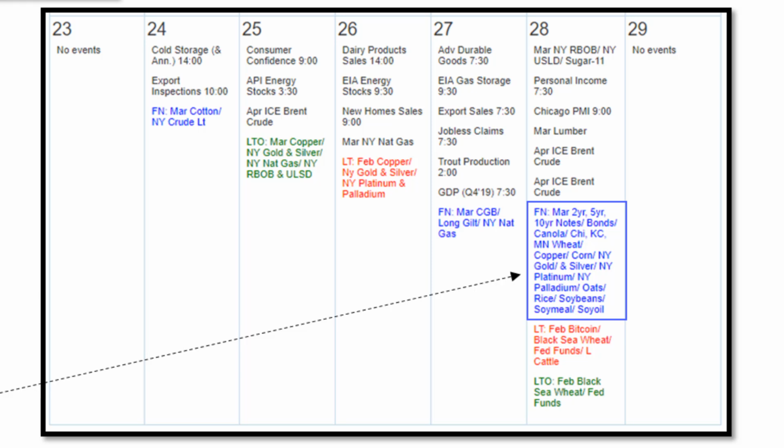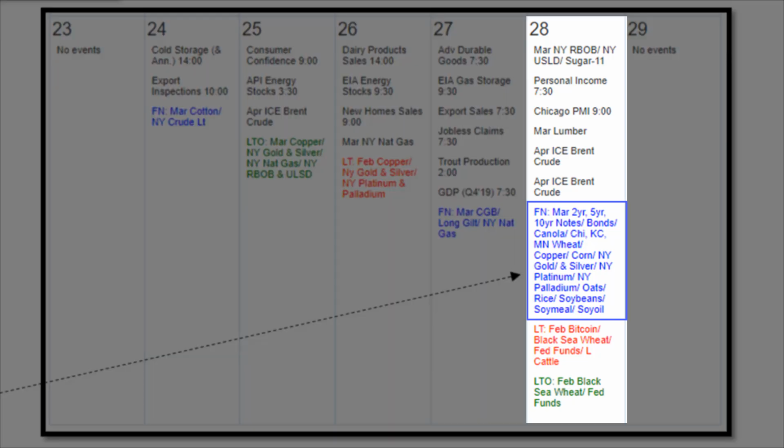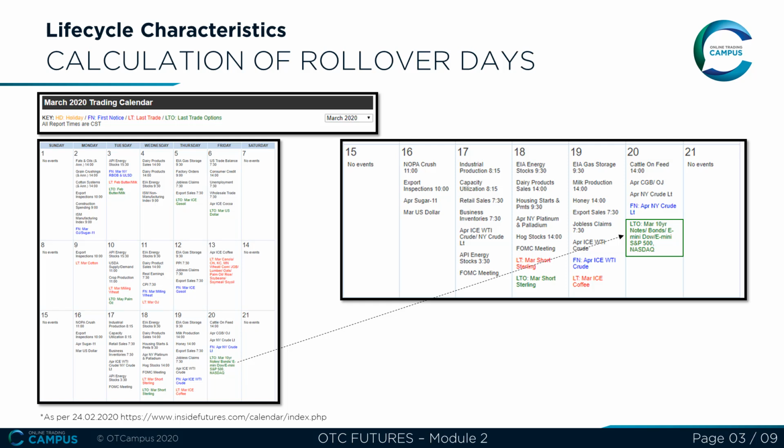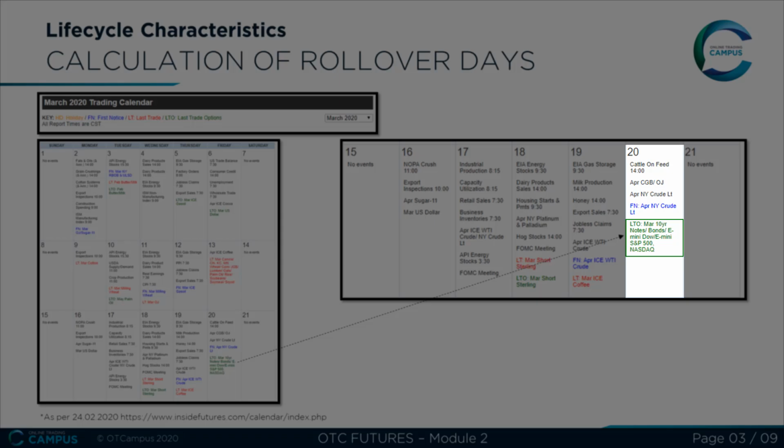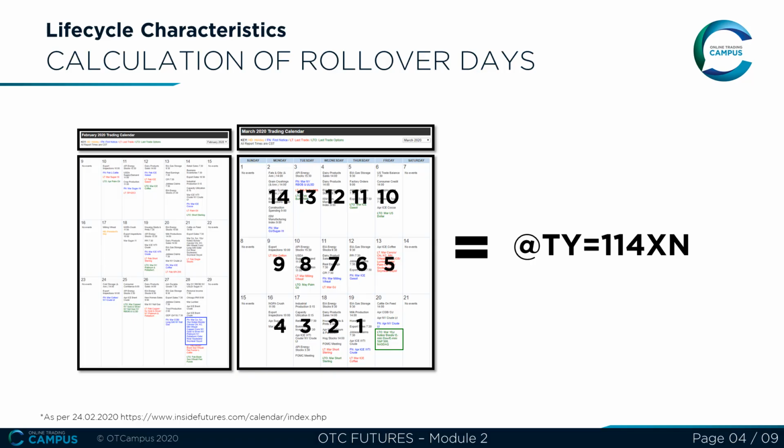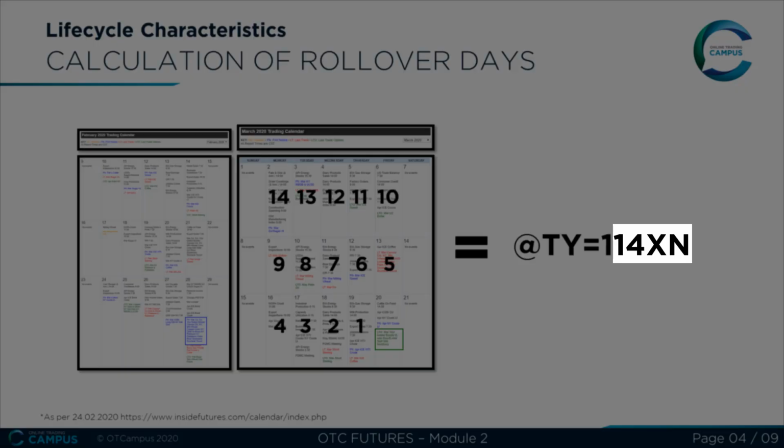Looking at this calendar, let's find the 10-year Treasury, the TY, contract's FND and LTD. If you look at February 28th, you will see that the Treasury complex has FND for the March contract that day. This means that the majority of volume will be gone from the March contract on the first trading day of March. The front month will then become June 2020. The next thing you need to find is when does the March TY expire. We scroll forward to March on the calendar and we find that on March 20th the March TY will expire. Now we simply count from March 20th back to February 28th, and you're only to count trading days. We see there are 14 trading days between these two dates.